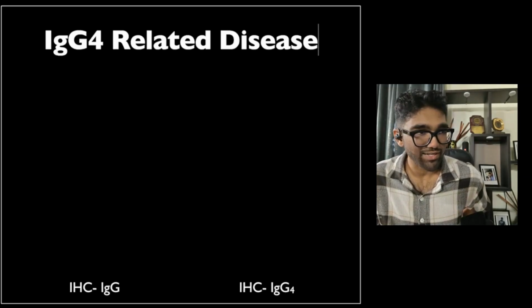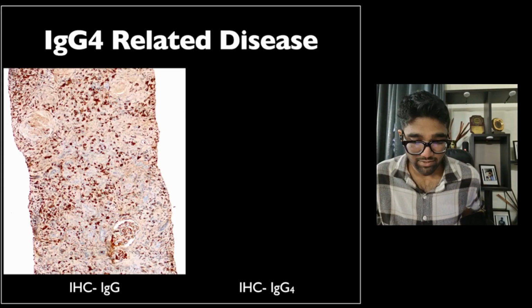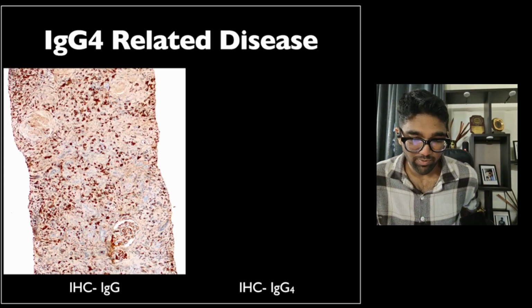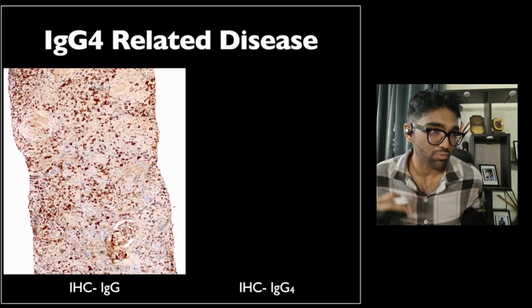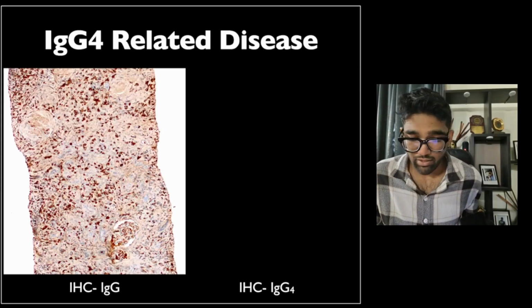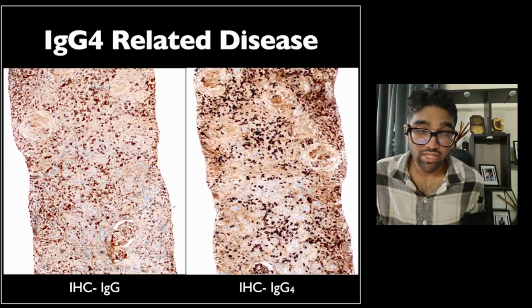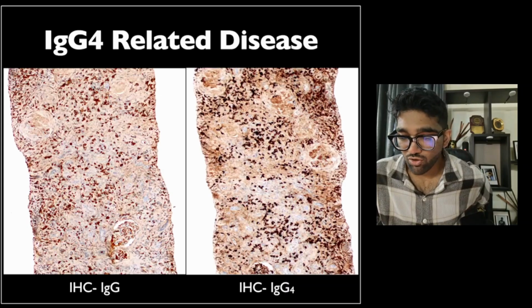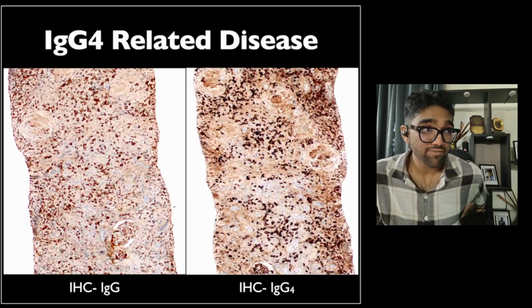And how do I know this? Because I have done IgG4 related disease staining. On IgG staining, you can see that the same histopath section shows some staining. This is to be expected because we had a lymphoplasmacytic infiltrate, so the plasma cells and the plasmablasts are likely to stain for IgG. But when we do an IgG4 stain, we find that the staining is very, very strong. And so that is IgG4 related disease causing interstitial nephritis.